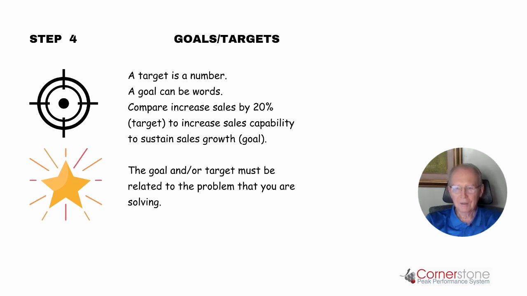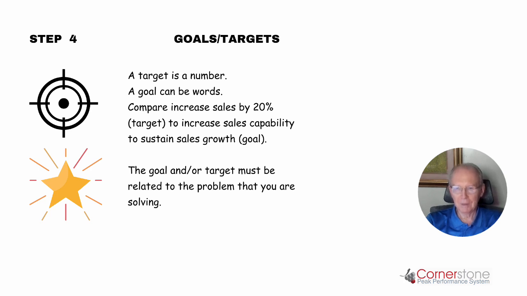So you now have a title. You explain what the problem is you're trying to solve, and you know exactly what's going on in the process that is causing that problem. So the next step is, what are you going to create if you solve this problem? What is it you're trying to go for? And we talk about goals and targets.